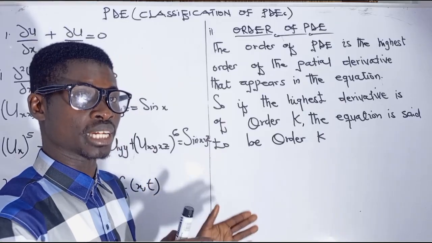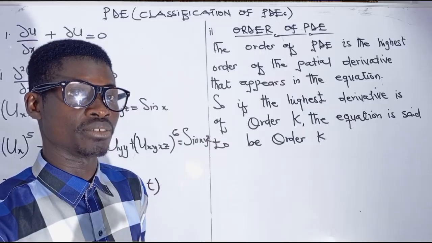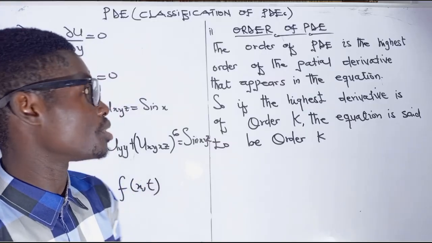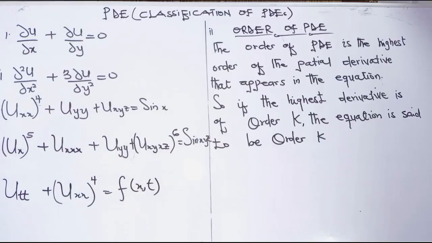I said that with the order, we are looking at what? The highest derivative, the highest partial derivative in that particular equation. So we are going to consider the following PDEs, and then we classify them according to the order of the PDE.